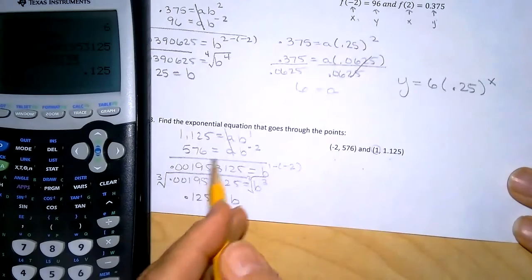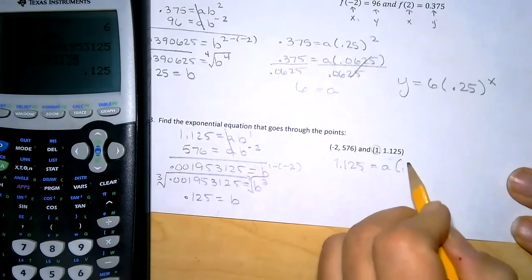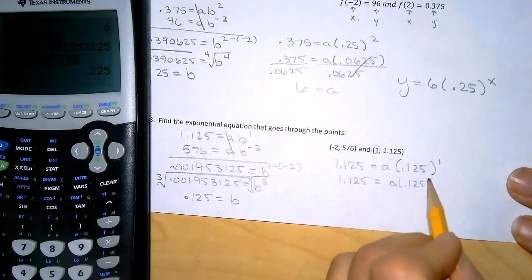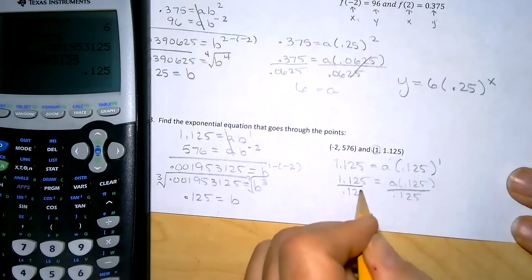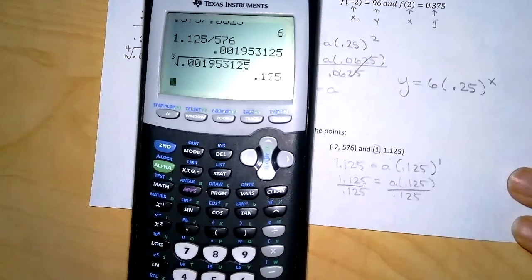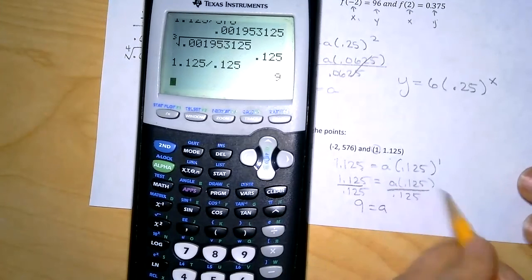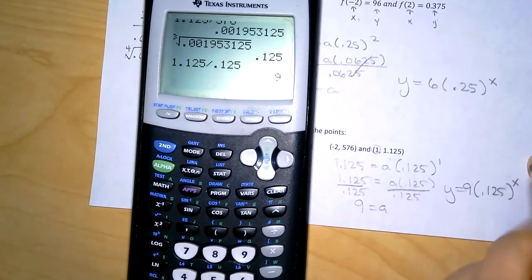Now, solve for a. Pick the top one, 1.125 equals a times 0.125 to the first. Well, that's just 0.125, so it's a times 0.125. Divide by 0.125 on both sides. And 1.125 divided by 0.125 gives me 9. So y equals 9 times 0.125 to the x power.